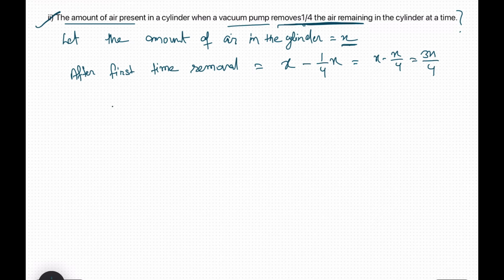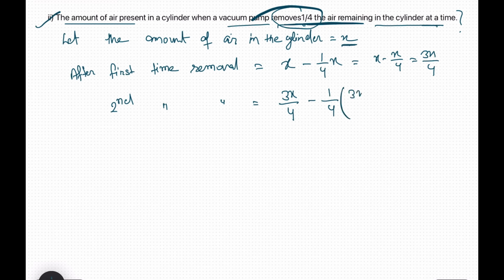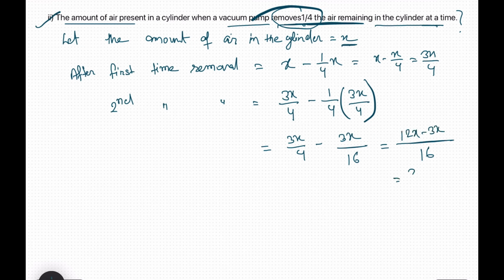Second removal. Just understand the thing. Whatever is in the cylinder at a time. So what is there right now? 3x by 4 is there right now, right? So 3x by 4 is remaining, and it removes 1/4 of the remaining. So it will be 3x by 4 minus 3x by 16, correct? We can take an LCM, 16. So it is going to be 12x minus 3x, and this is going to be 9x over 16.